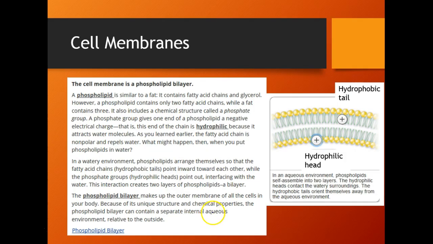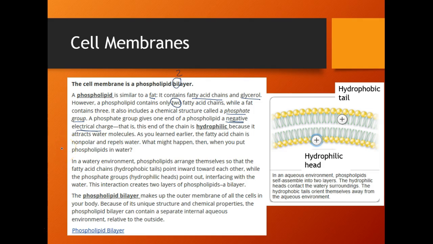So the phospholipid bilayer, again bi meaning two, forms the cell membrane, which you can see right here. So a phospholipid is very similar to a fat because it contains fatty acid chains and a glycerol. The difference is that a phospholipid actually only contains two fatty acid chains instead of the three that a fat has. A phospholipid also includes a phosphate group, which is unique to phospholipids. The phosphate group gives one end of the phospholipid a negative electrical charge. And we know that fats are neutral in charge, so this is unique as well.